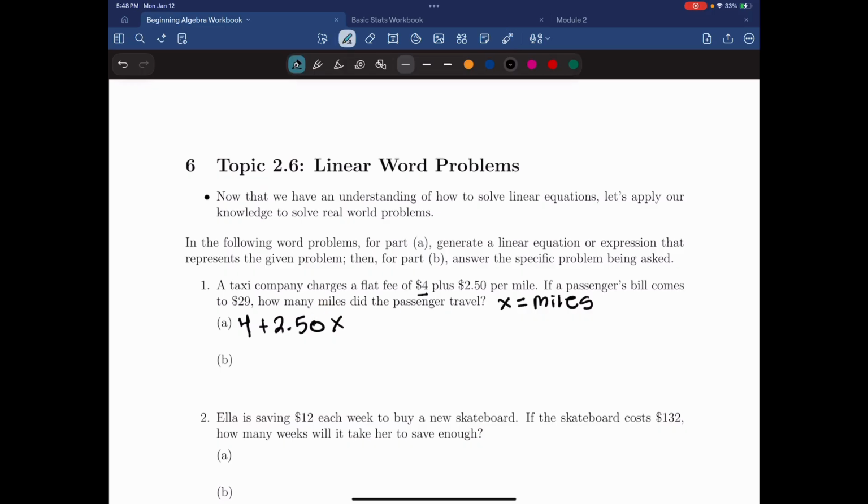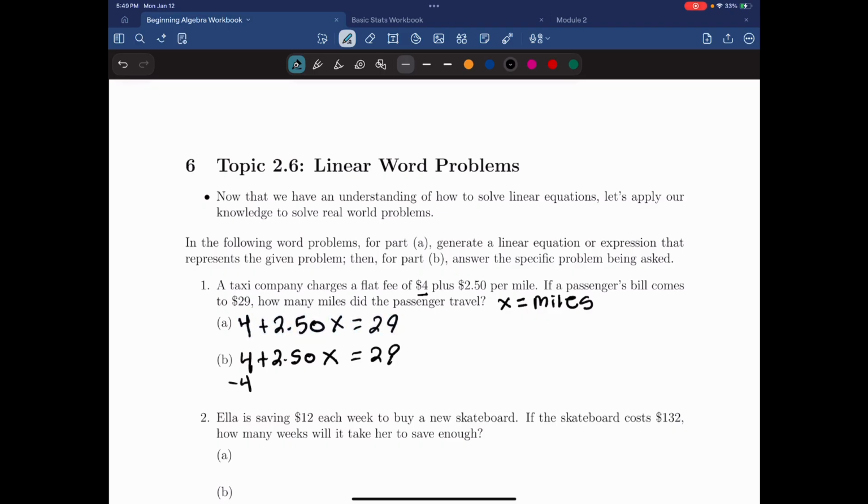Because every mile we are in the taxi, that x is being multiplied by 2.50. It's $2.50 per mile. So for 2 miles, it's 2.50 times 2. 3 miles, 2.50 times 3. But in this case, we know that the total comes to $29. So this whole equation has to be equal to $29. And that's your linear equation for this specific problem. And now let's solve for x and see how many miles this person traveled in the taxi. So I'm going to bring that equation down here. 4 plus 2.50x equals 29. And let's solve for x.